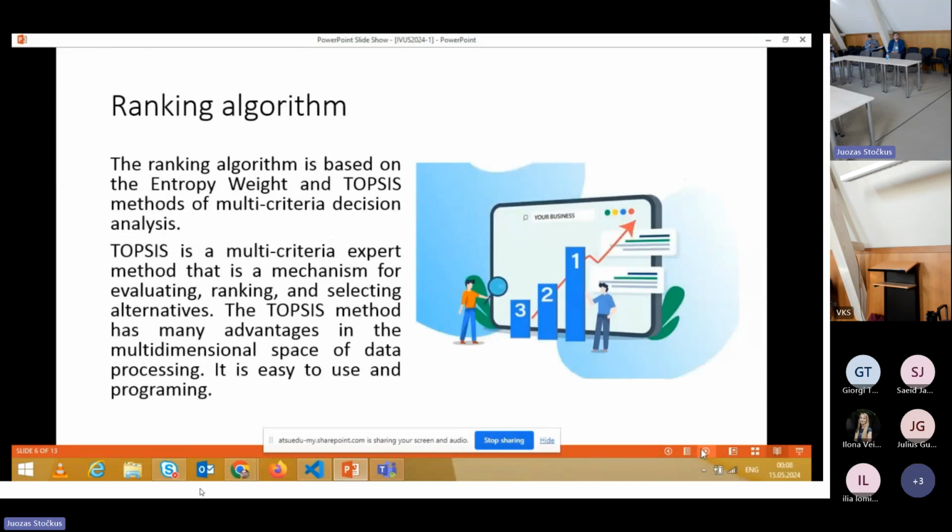The ranking algorithm is based on the entropy weight and TOPSIS method of multi-criteria decision analysis. TOPSIS is a multi-criteria expert method that is a mechanism for evaluating, ranking, and selecting alternatives. The TOPSIS method has many advantages in the multi-dimensional space of data processing. It is easy to use and program.